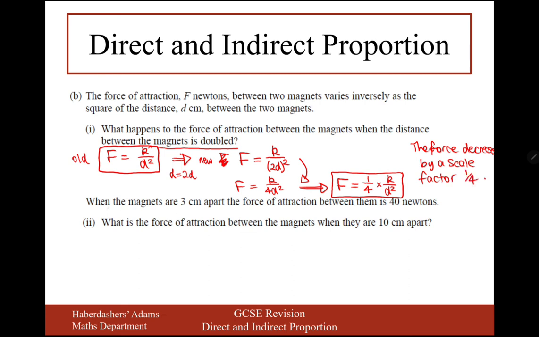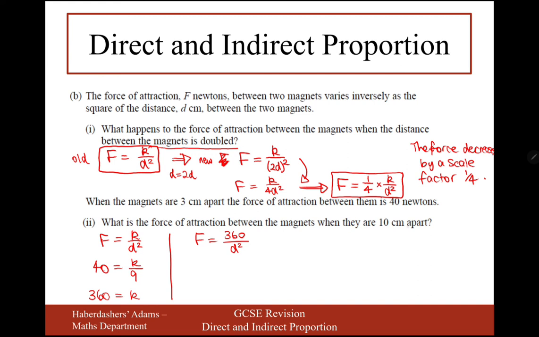Okay, when the magnets are 3 centimeters apart, the force of attraction between them is 40 newtons. What is the force of attraction when they are 10 centimeters apart? Let's go to that formula that we started with, F equals K over D squared. When the distance is 3 centimeters, the force is 40 newtons. So let's substitute both of those values in. 3 squared is 9. Times that to the other side, I get 360 as my k value. So therefore the formula is F equals 360 divided by d squared.